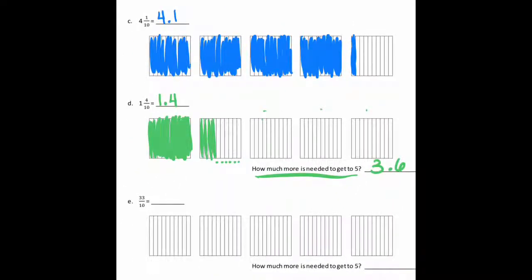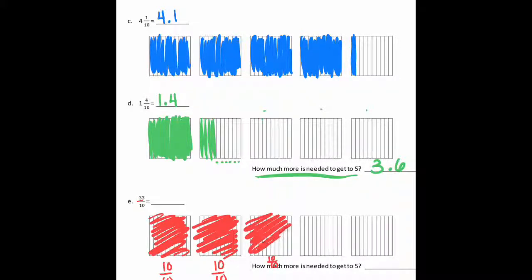Okay, let's look at E, 33 tenths. Now this one's a little weird, but 10 tenths is a whole, so this square is 10 tenths. The next square would be 10 tenths, and then this is 10 tenths. So if I wanted to do 33 tenths, I could color in 3 of these, so that would give me 30. So 10, 20, 30 tenths, which is the same thing as 3 wholes. But I need 33, so I'm going to color in 3 more of this next one. 1, 2, 3. As a decimal, that would be 3 wholes and 3 tenths.